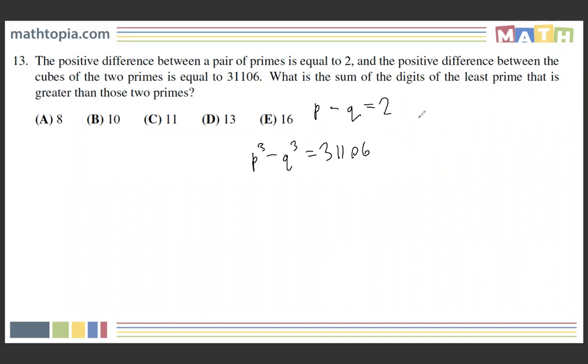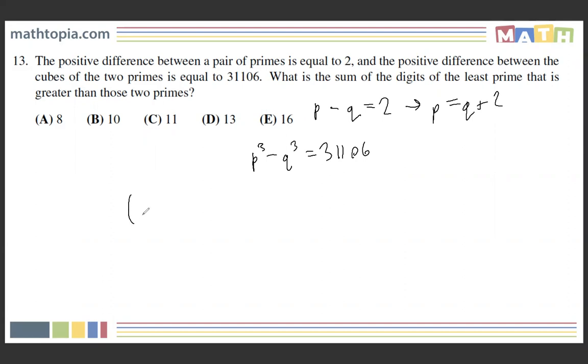That's something we do after we solve for the two primes. And we don't even need to worry about the fact that they're primes. That's the main gist of this. We just need to solve for P and Q, because we have a system of 2 equations and 2 variables. So let's just do this. P equals Q plus 2.